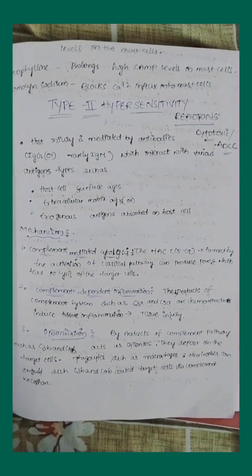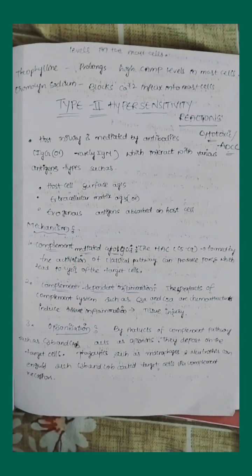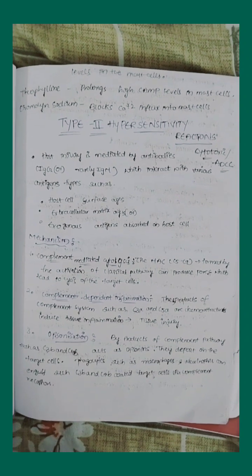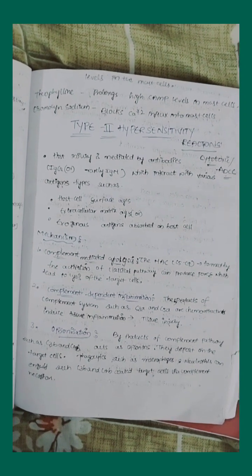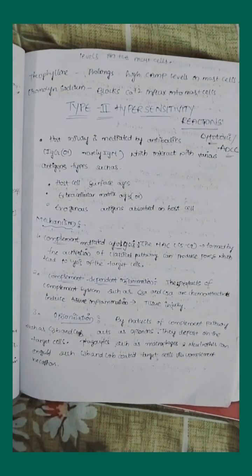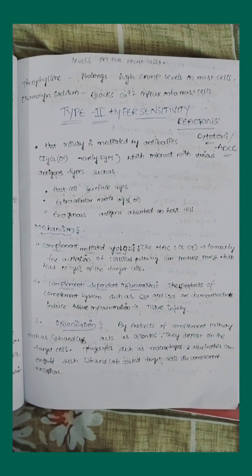Normally our immune system can recognize what is self and what is non-self. But in this case, this ability to differentiate is lost. So IgG antibodies commonly, or rarely IgM antibodies, will be produced against our self antigens, or extracellular matrix antigens, our own self only. Also, exogenous antigens which are absorbed onto the host cell, IgG or IgM antibodies will be produced against these types of antigens.